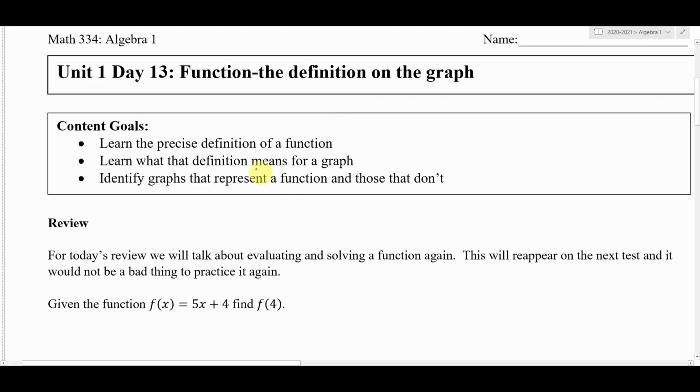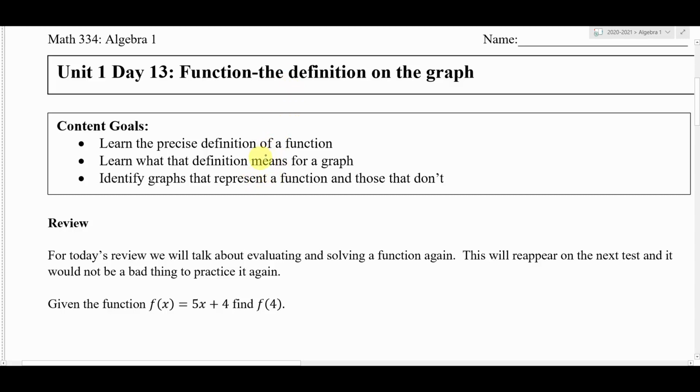So yesterday we talked about the precise definition of a function, and we talked about what that meant for tables, right? So how do we look at a table and figure out if a table represents a function or not? We're going to do the same thing for a graph. So how can we just look at a graph and tell if something is a function?